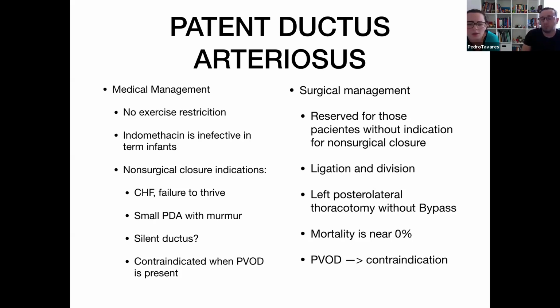Surgical management is reserved for patients without the indication of non-surgical closure. The surgeon will do a ligation and division of the lesion. The incision is a left posterolateral thoracotomy without the need of bypass. The mortality is about 0%. And the contraindication is if the patient has pulmonary vascular obstructive disease.